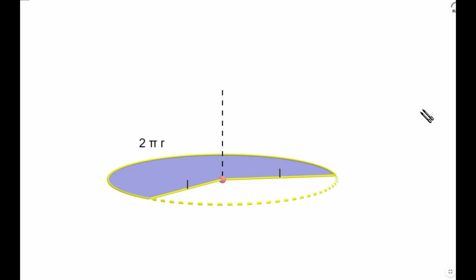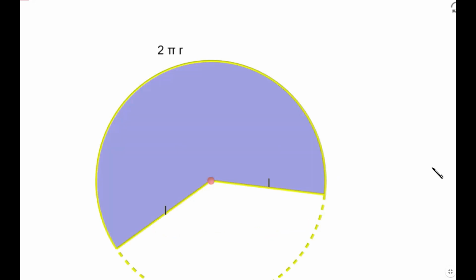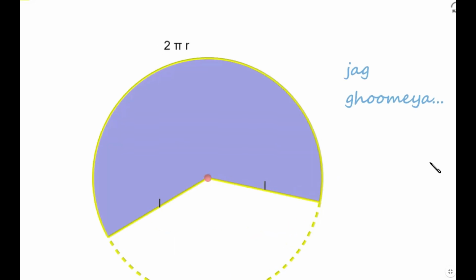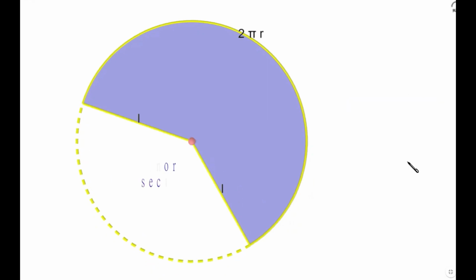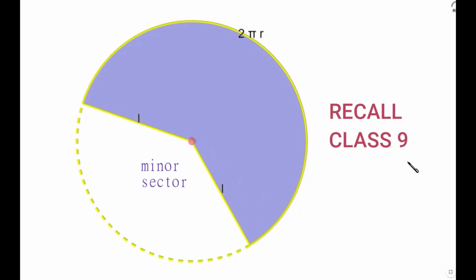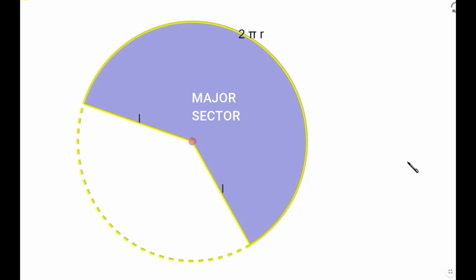You can see that we have just extended the boundary line, and let us turn it a bit. You can see that this white portion is the minor sector of the larger circle, and this blue portion is the major sector. So the curved surface area of the cone actually formed the major sector.